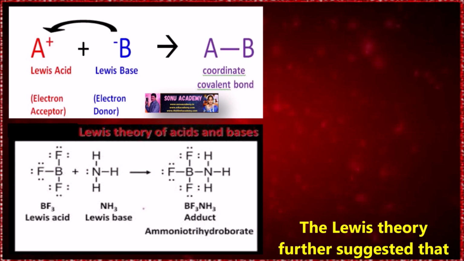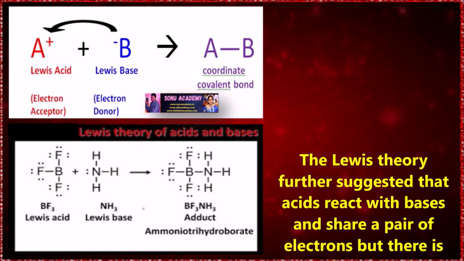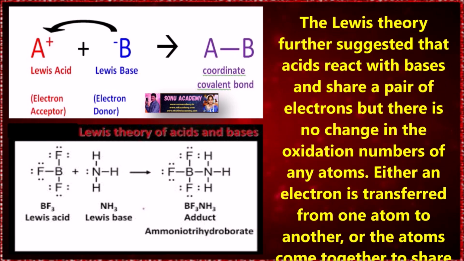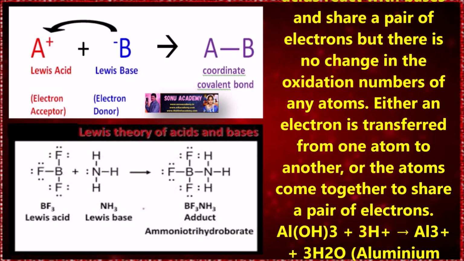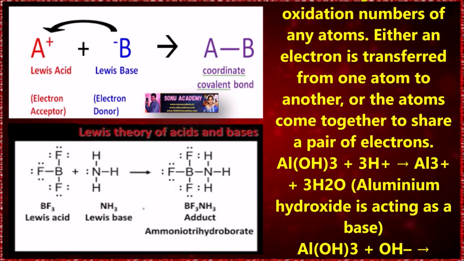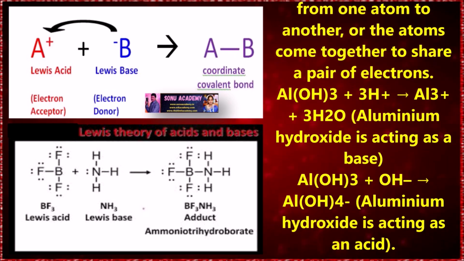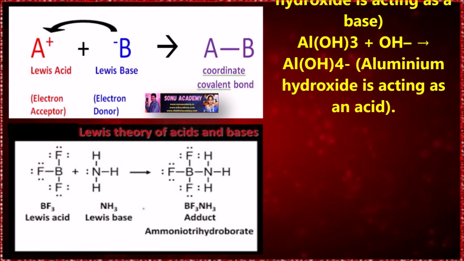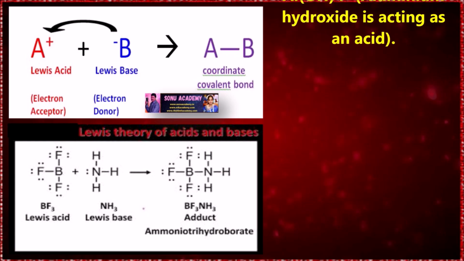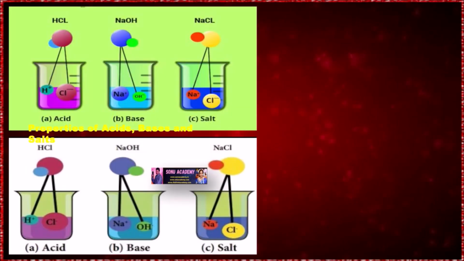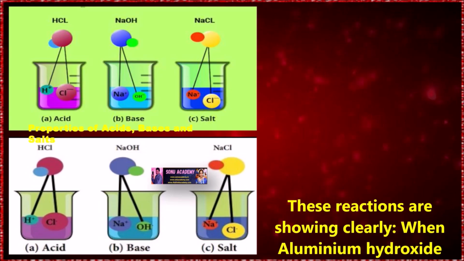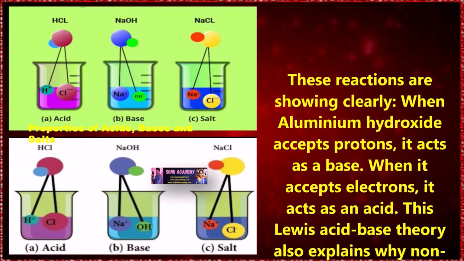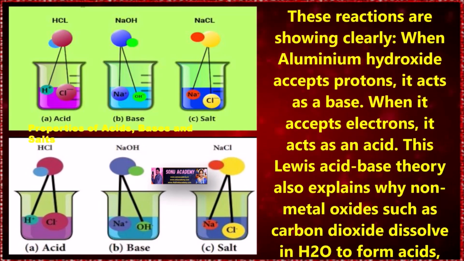The Lewis theory further suggested that acids react with bases and share a pair of electrons, but there is no change in the oxidation number of any atoms. Either an electron is transferred from one atom to another, or the atoms come together to share a pair of electrons. Like aluminum hydroxide acting as a base, and another example where aluminum hydroxide is acting as an acid. These reactions show clearly that when aluminum hydroxide accepts a proton, it acts as a base. When it accepts an electron pair, it acts as an acid.